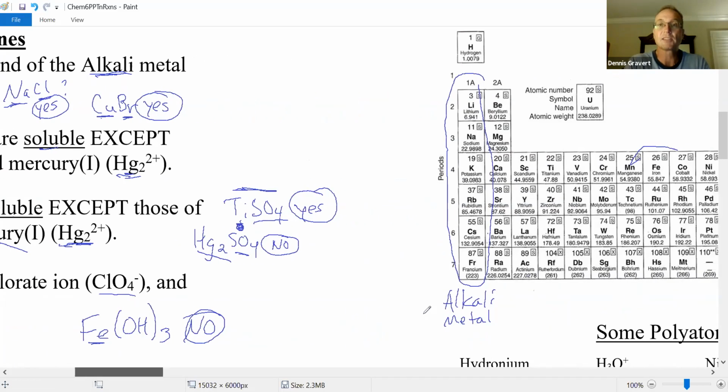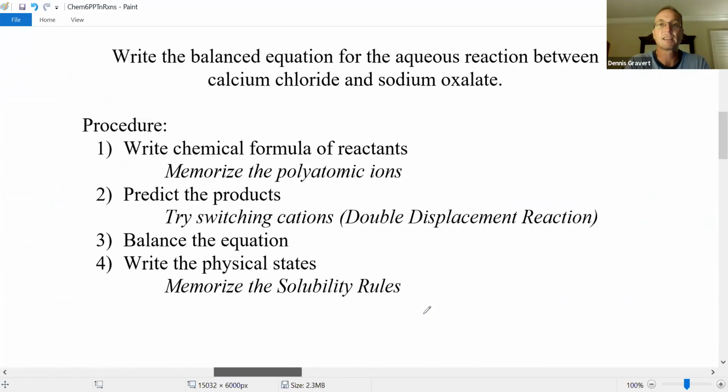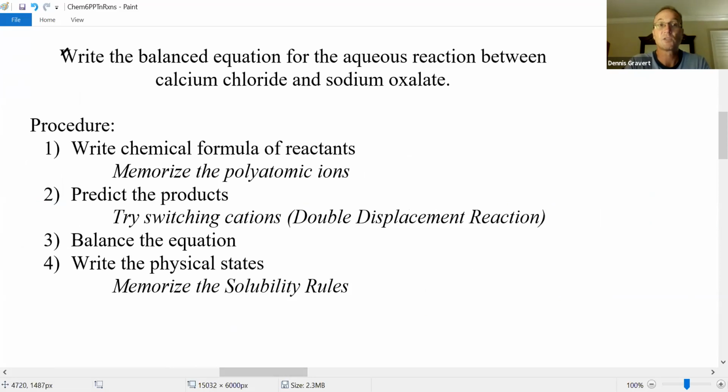But another application of solubility rules is like this one here. So there might be an exam question, probably will be, that says, hey, write the balanced equation, and they'll tell you two reagents. In this case, I say, hey, write the balanced equation for the aqueous reaction between calcium chloride and sodium oxalate. And it turns out you can't tell at a glance here that it's a precipitation reaction, but it is. And so what do you do? Well, I got a little procedure here.